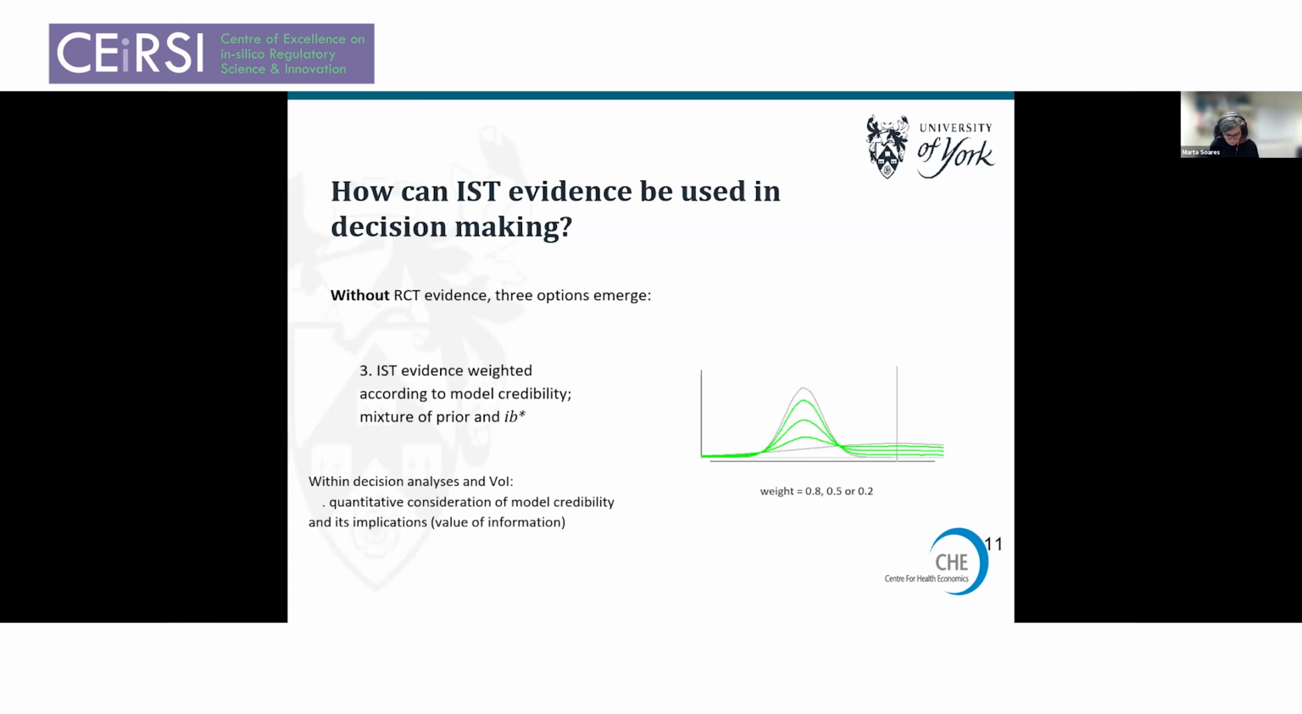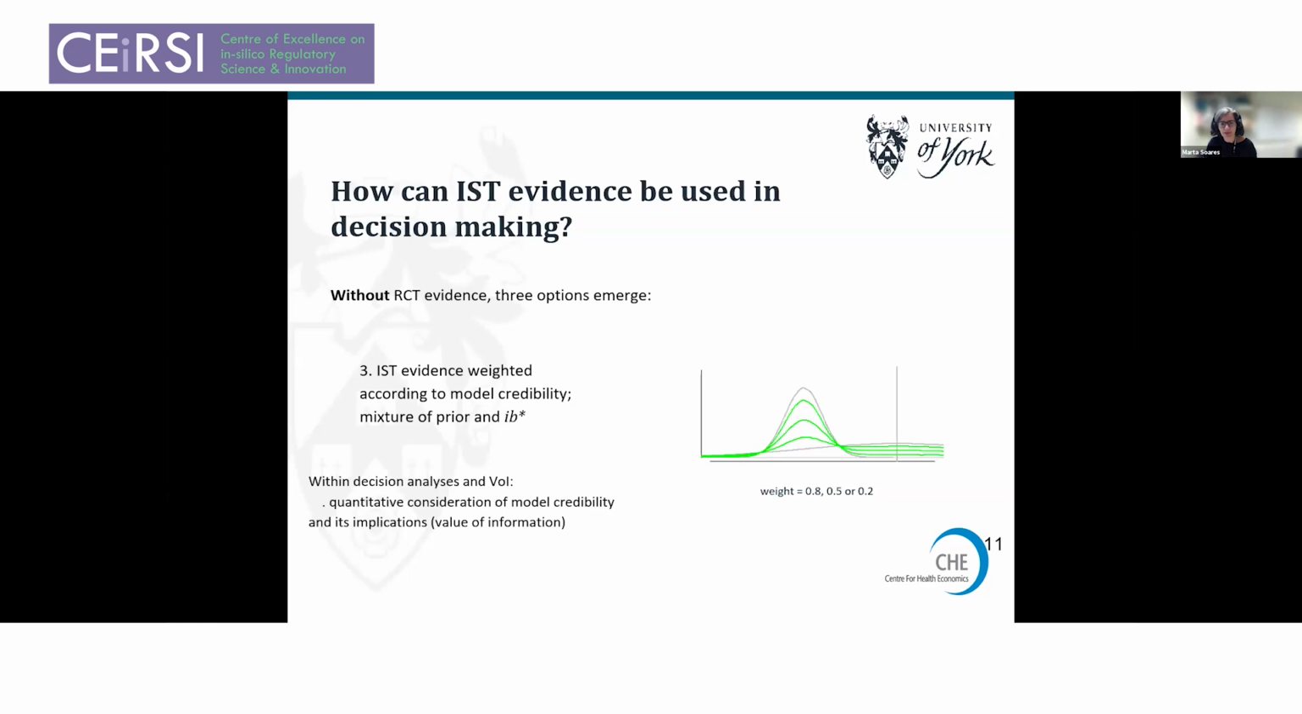So the third option is to in some way weigh the in-silico trial evidence according to the credibility of the model used to define the in-silico trial. So this would allow us to assume a probability, 0, 1, or somewhere in between, that the in-silico trial is credible. And this would allow us to form a mixture of this vague prior and of the in-silico estimate to inform the decision-making process. So you can see here in the graph in gray, the very vague prior.